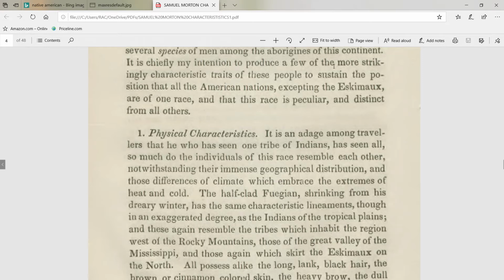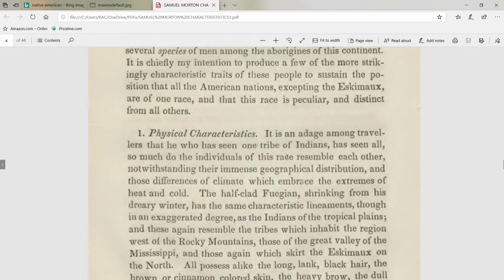On this episode, we're going to see what Sam Morton inquiry into the distinctive characteristics of the Aboriginal race of America, how he differentiates between the American Indian and the Native American, which is an Eskimo. It says it is chiefly my intention to produce a few of the more strikingly characteristic traits of these people to sustain the position that all the American nations, excepting the Eskimo, are of one race, and that this race is peculiar and distinct from all others.